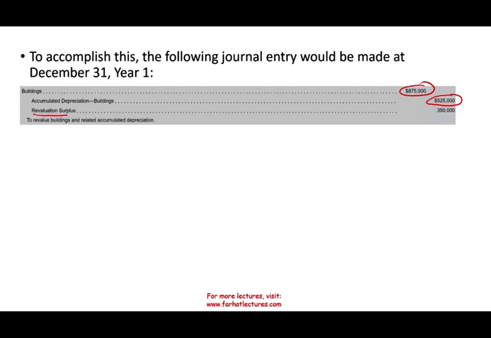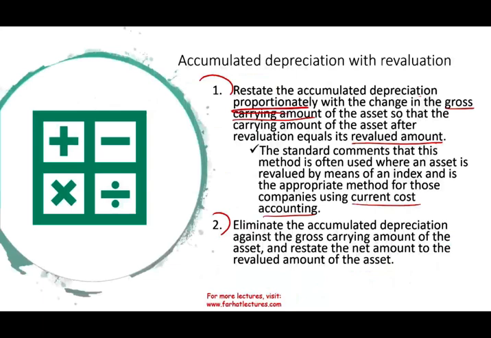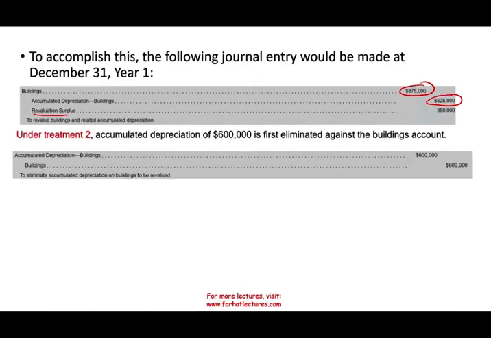So let's take a look at the second alternative treatment. Okay, let's take a look at the rule first. Eliminate the accumulated depreciation against the gross carrying amount of the asset, then restate the net amount to the revalued amount of the asset. So first, remove the old depreciation against the gross amount. The old depreciation is $600,000. I'm going to debit accumulated depreciation, reducing it by $600,000, and I'm going to do it against the carrying amount of the building. So I remove the old accumulated depreciation and remove it against the building.